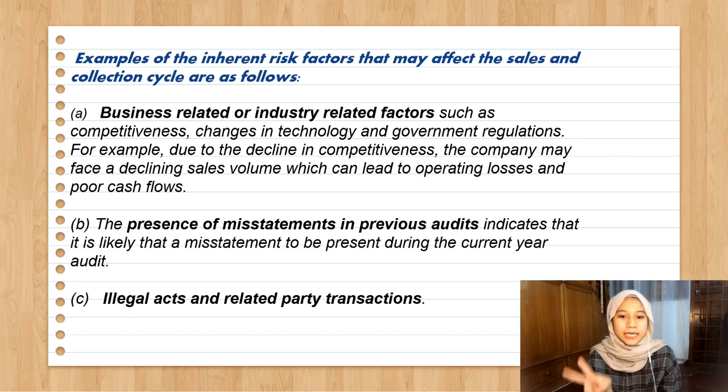Second example is the presence of misstatements in previous audits, which indicates that it is likely that a misstatement will be present during the current year audit. The third example is illegal acts and related party transactions. These are examples of inherent risk factors that may affect the sales and collection cycles.